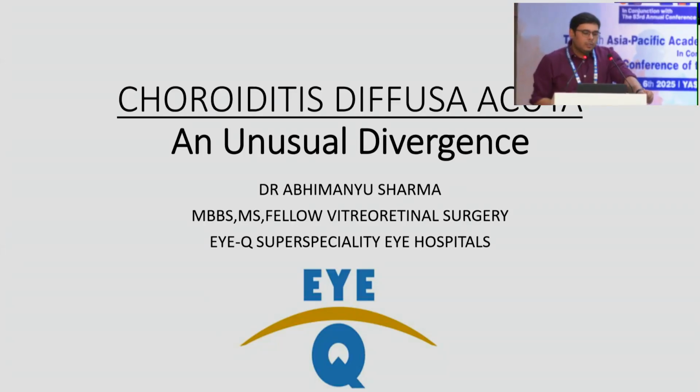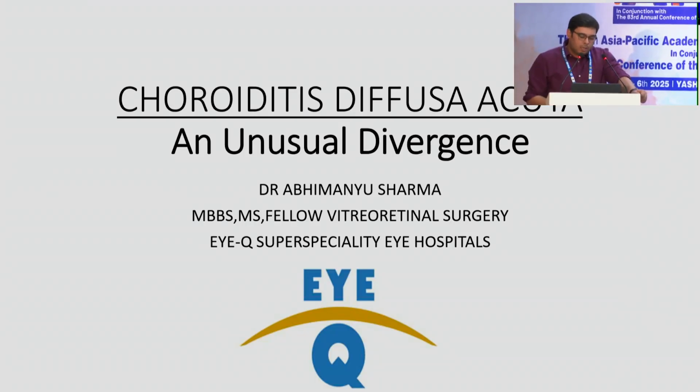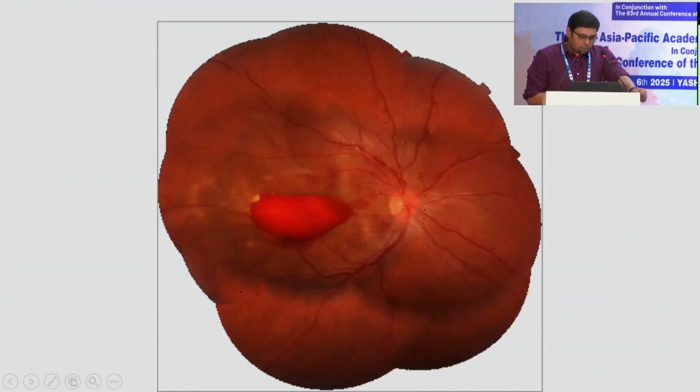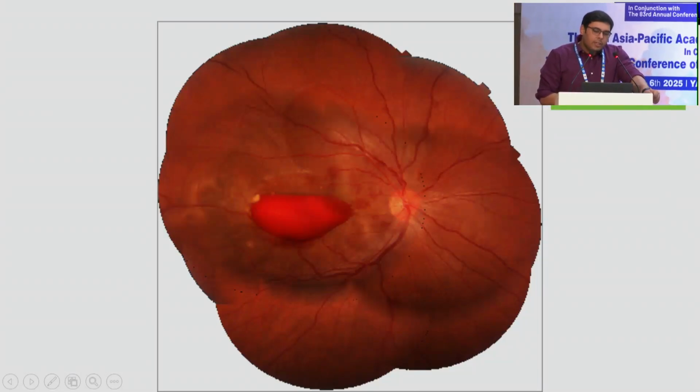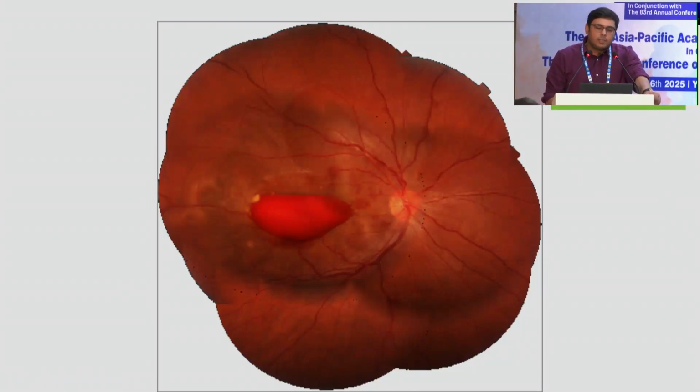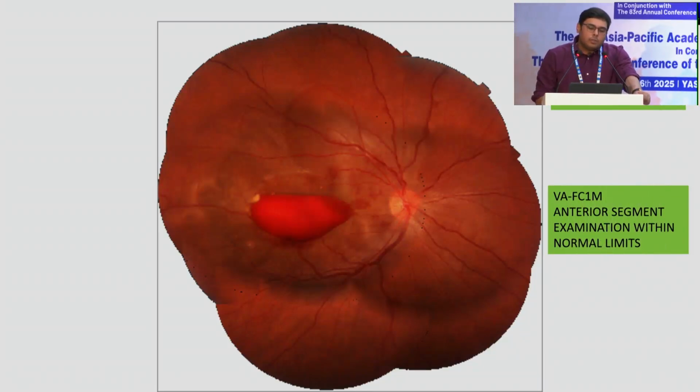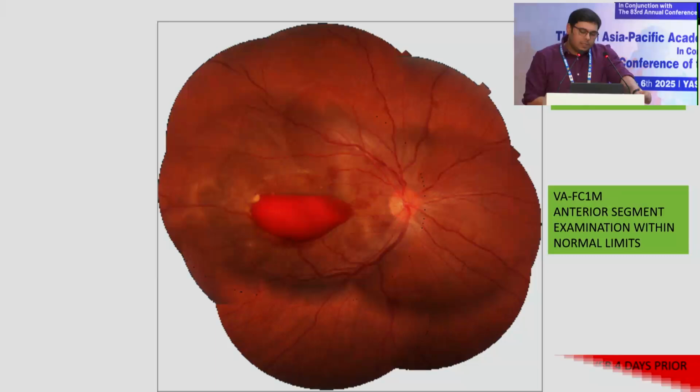Okay, so this was the term used by Harada himself, before they arrived at the acronym of VKH. We had a 29-year-old male with sudden onset diminution of vision in the right eye since the past 5 days. Visual acuity was finger counts at 1 meter, anterior segment was within normal limits, and he had a history of fever 4 days prior to the episode.